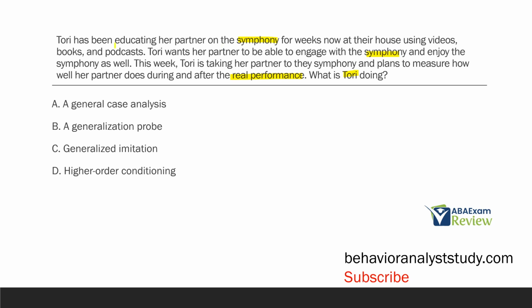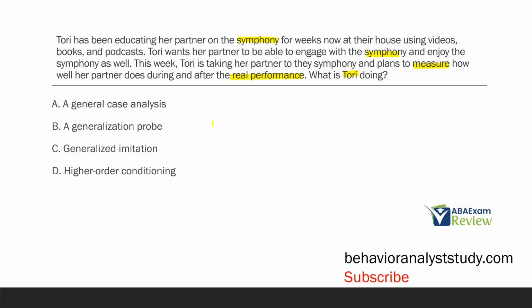Again, Tori's teaching using videos, books, and podcasts. And now she wants to measure, well, okay, can my partner do what we've worked on during and after the real performance? So what is Tori doing at this point with her measurement? A general case analysis. The general case analysis is a generalization strategy that happens prior to teaching. So when Tori was planning her teaching strategy, she may have gone to a symphony and identified stimuli in the environment that she should teach. She does essentially what's an ecological assessment to program for generalization.